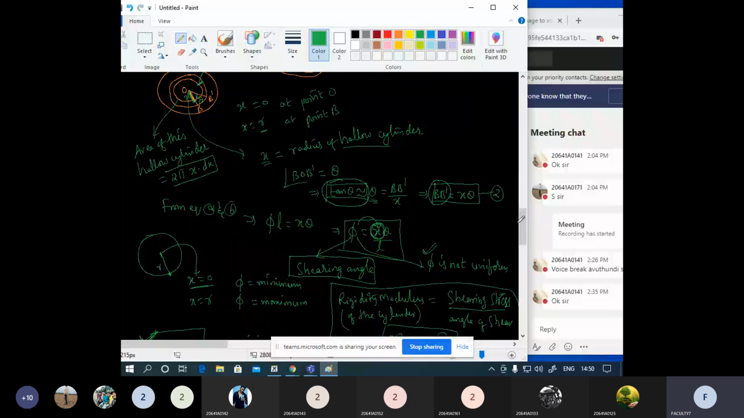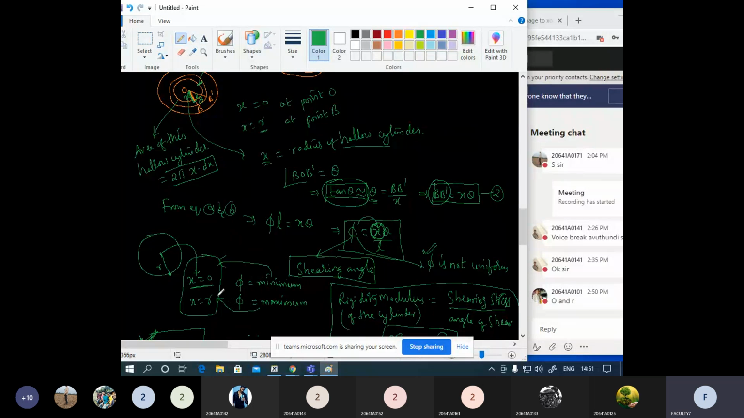Now, is there any answer from your side? What are the limits for the integration? Okay, 0 to r. Good, very good. So now here you can identify, I had given the explanation here. x equals 0, where you are going to get the minimum value, and here x equals r, where you are going to get the maximum value. So these are the limits: x equals 0 and x equals r.